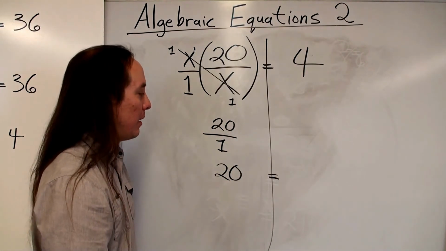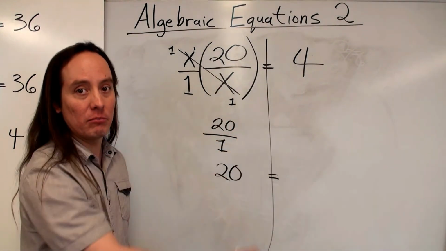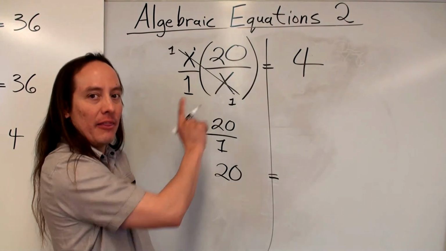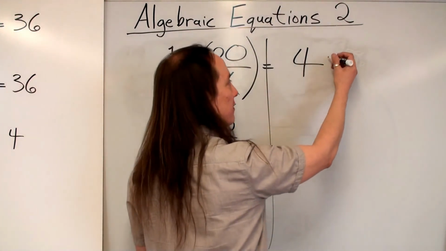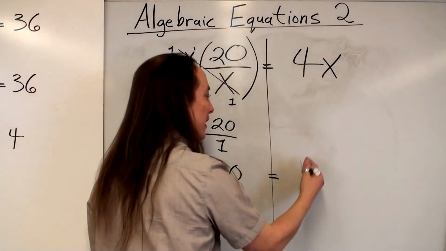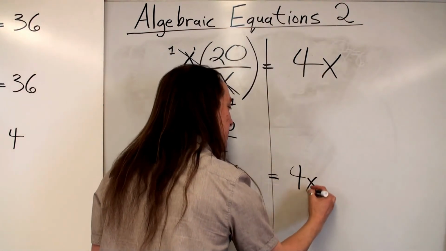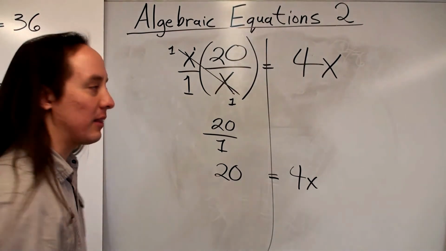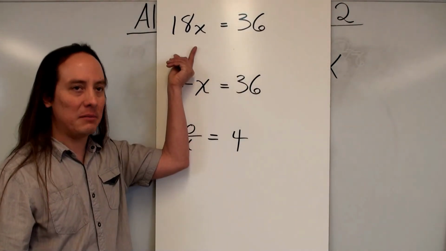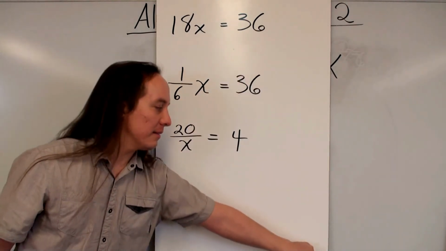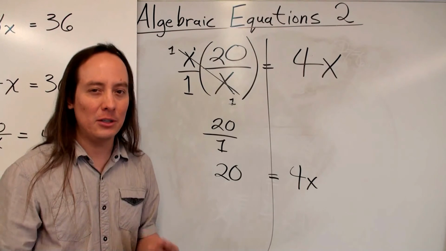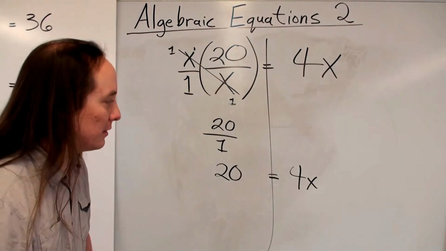Okay? Now I have 20 is equal to something over there. What's it going to be equal to? Well, I multiplied this side by x. That's what I have to do over there. So I'm going to multiply this side by x. Pretty easy to express, right? I'll go ahead and bring it down. Now this is very much like that first one. Right? It's very much like this one. 18 times a number is equal to 36. Well, I have 4 times a number is equal to 20. It's a very similar problem. So it shouldn't be too difficult at this point.